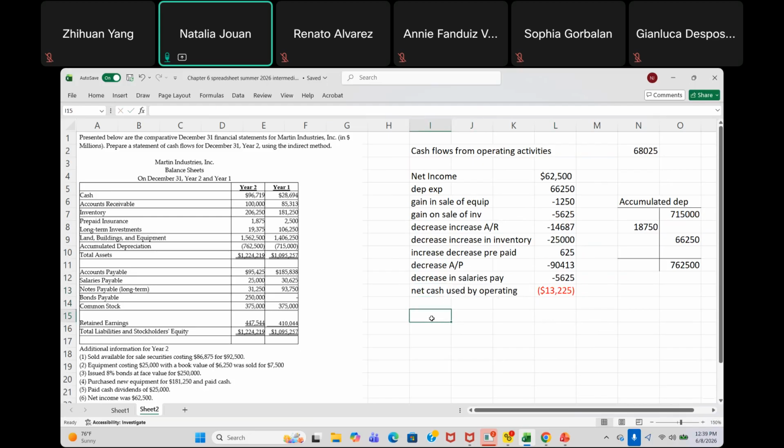Okay, let's see what else. Oh, it looks like we issue bonds payable. That's what is bringing our cash up. How are we getting to 68? That looks really good. Okay, now let's look at cash flows from investing activities.